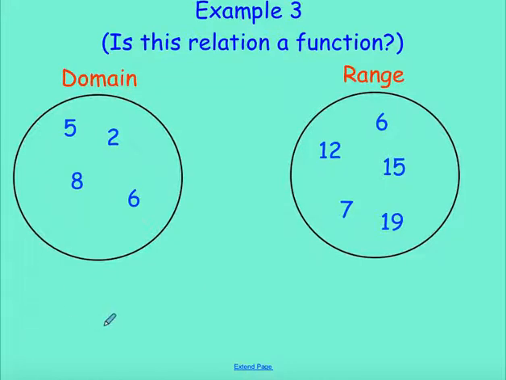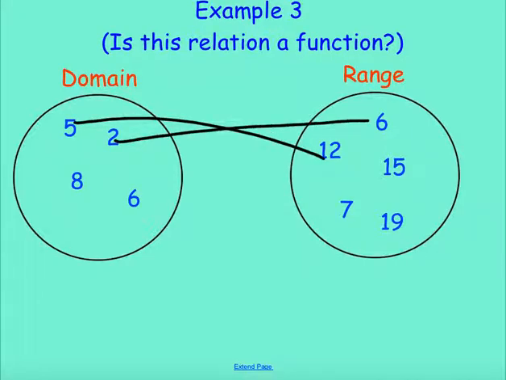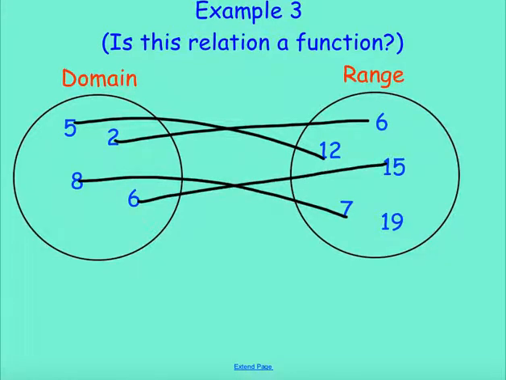Let's see if I'm going to make up something for this. We have our domain values of 5, 2, 8, and 6, and range values 6, 12, 15, 7, and 19. Well, I could say, all right, maybe this 5 goes to the 12, 2 goes to a 6, this 8 goes to 7, and 6 goes to 15. As it is right now, all of my domain values have one and only one output range value.